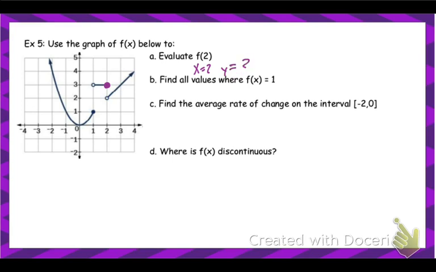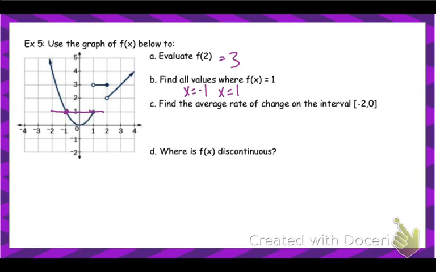Because again, the open circle means that, and we don't actually need to write y equals 3. I'm just going to say f of 2 equals 3. That open circle, you do not actually have a point there. It means you get as close to that point as you possibly can. All right, find all values where f of x equals 1. That means when y equals 1. That happens at two places. When x equals negative 1 and when x equals 1.